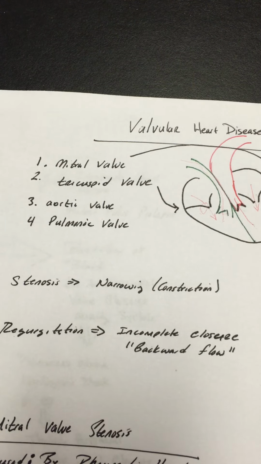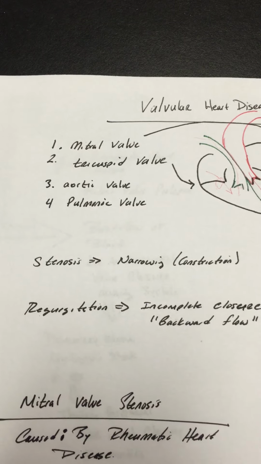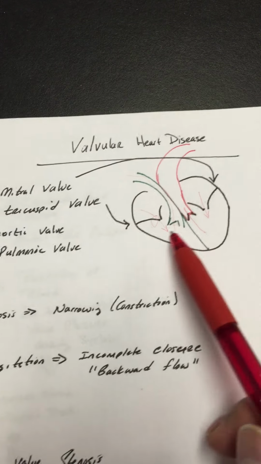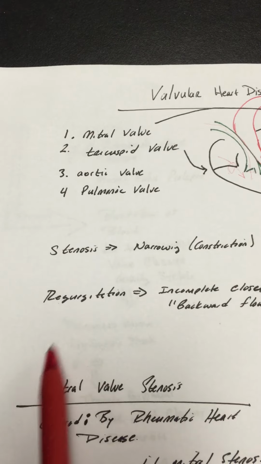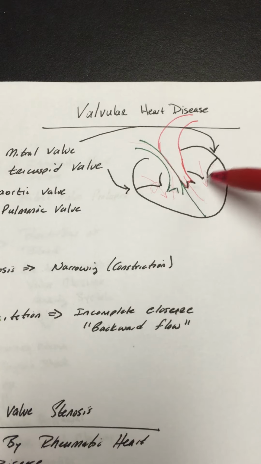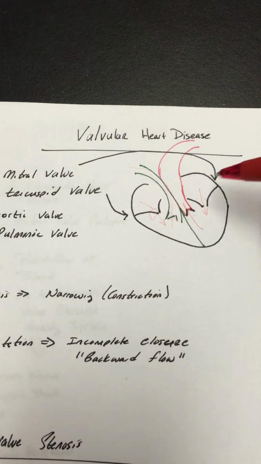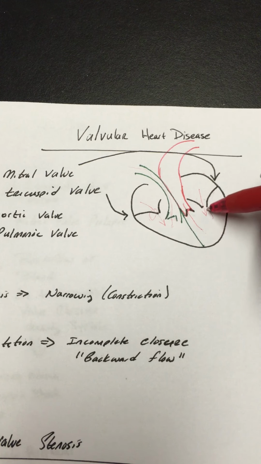So in valvular heart disease, you either have to worry about a stenosis, or a narrowing or a constriction of these valves, or something like a regurgitation. Now that simply means an incomplete closure. If this valve or door doesn't completely close, then this allows blood to come back up.